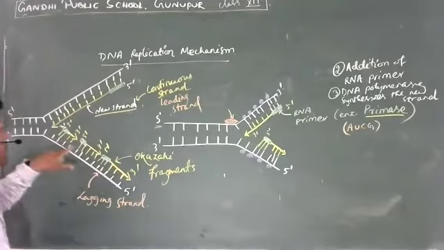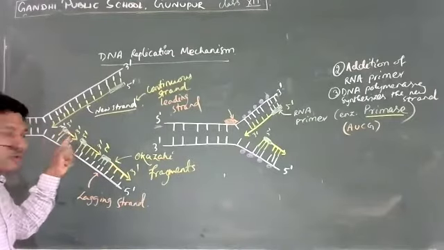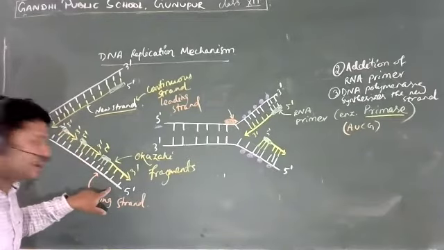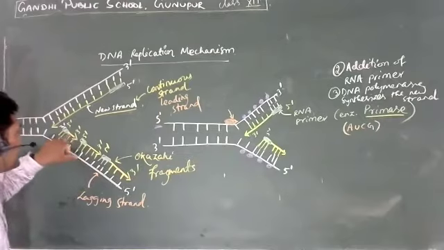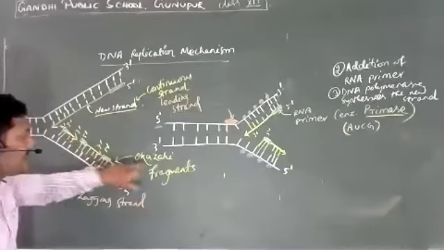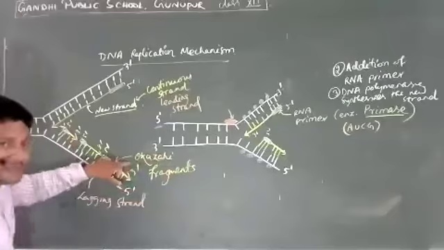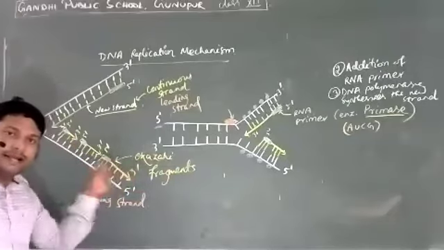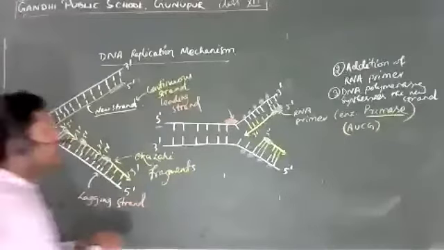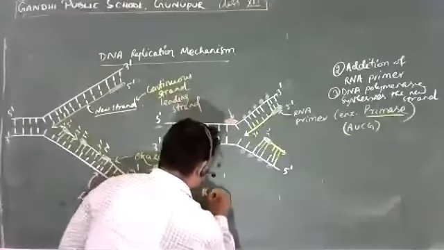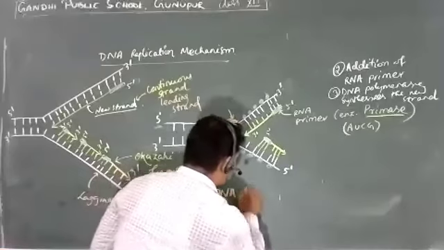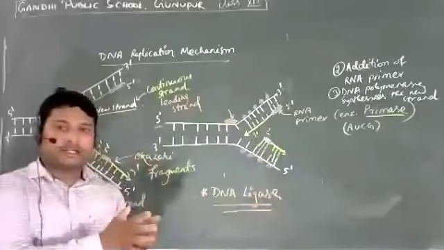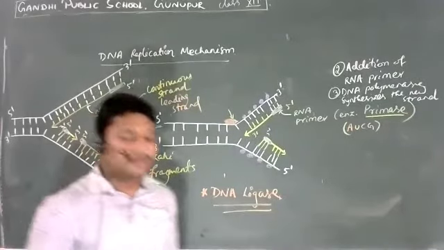Now, why is it important? Because here the synthesis again goes from 5' to 3', but the template is in the other orientation, and that is why here they are produced in Okazaki fragments. At a later point of time these RNA primers are going to be removed and DNA is going to be added, and finally with the help of another enzyme called DNA ligase, we are going to join all these DNA fragments together.